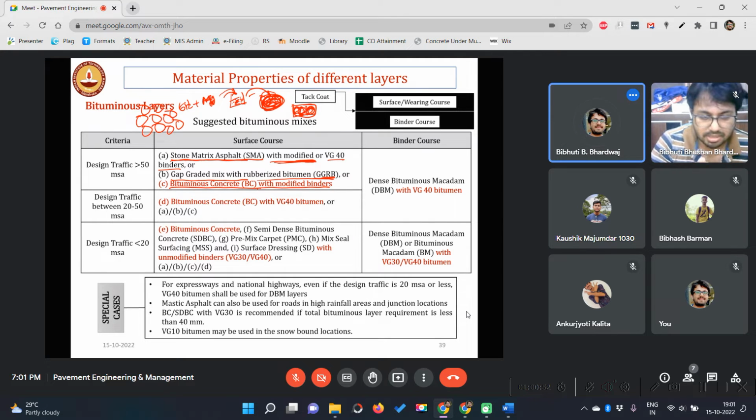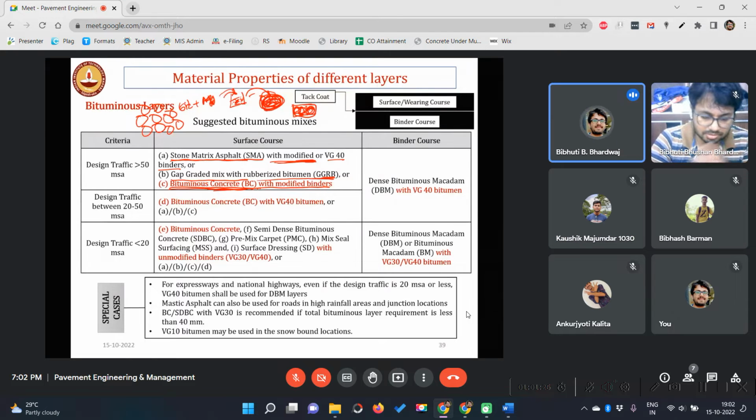Bituminous concrete means, although the term concrete is used, there is no cement here. The binder is bitumen itself, so bitumen plus aggregates. The aggregates should be very well graded, that means there should be very few air voids. Then only it's called bituminous concrete. If the air voids are higher and aggregate sizes are also higher, it will be called bituminous macadam or dense bituminous macadam.